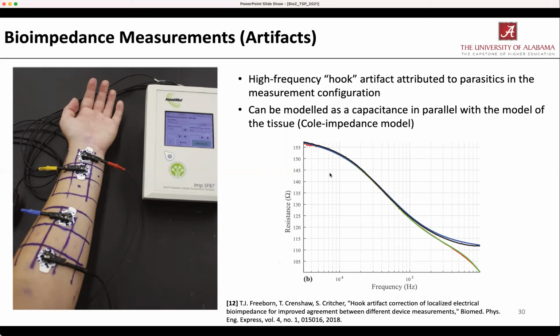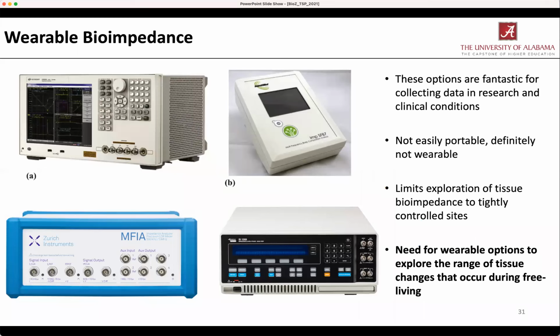This is an interesting way to solve this problem and can help remove some of these hook artifacts which are prevalent in a lot of measurements, because we don't often have complete control of the environment when we're collecting measurements. It's hard to determine where those parallel leakage pathways are when we're connecting to the human body with large cabling and different instruments.